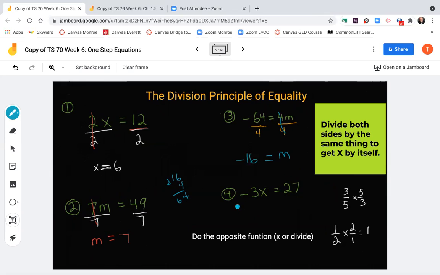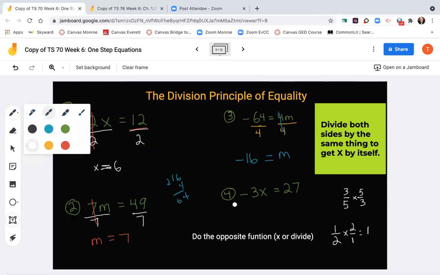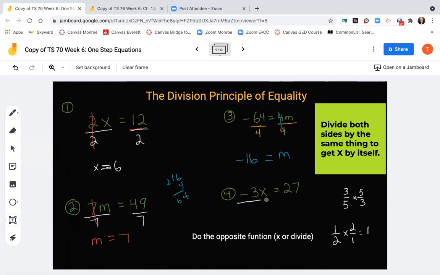All right, so I've got number 4 here, last one. Negative 3x equals 27. Now, if I wanted to do two things at once here, okay, if I divided the negative 3x by a negative 3, now notice I chose negative 3 because I want to get rid of this negative, okay? Negative divided by a negative is a positive. Because a negative times a negative is a positive.